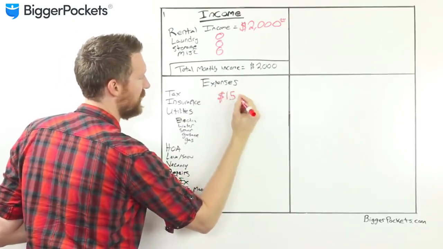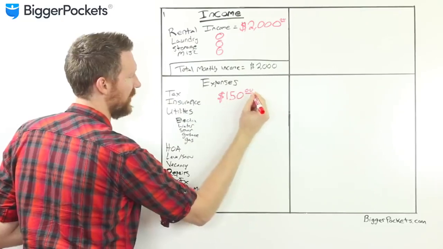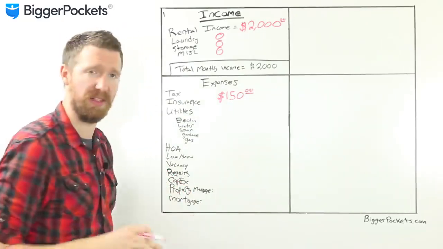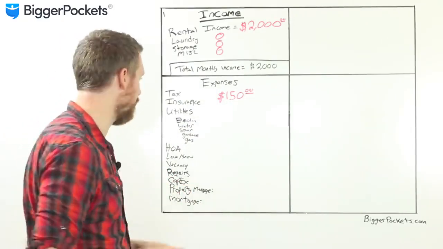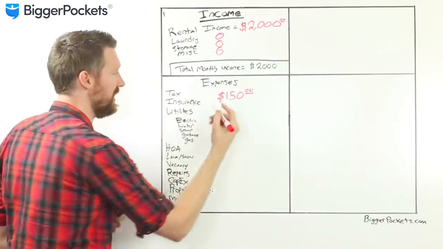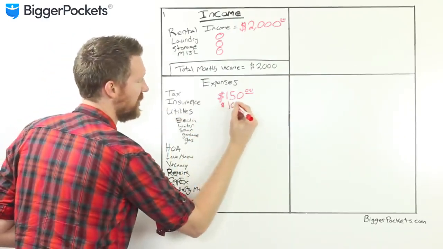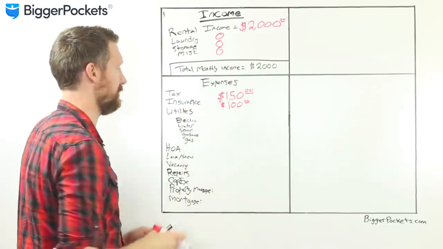Now, maybe you live in an area where taxes are super cheap, or maybe you live in an area where they're expensive. Don't worry too much about it. Again, the numbers work no matter how you do them. So we got $150 a month there. Now, insurance, again, that could differ a little bit, but I'm going to go ahead and just guess about $100 a month on this property.